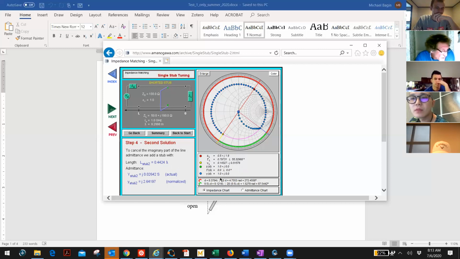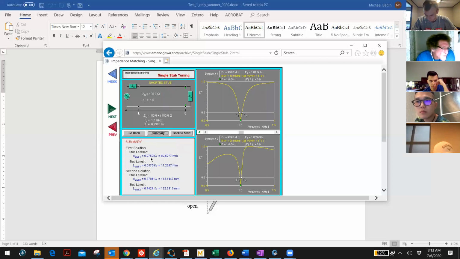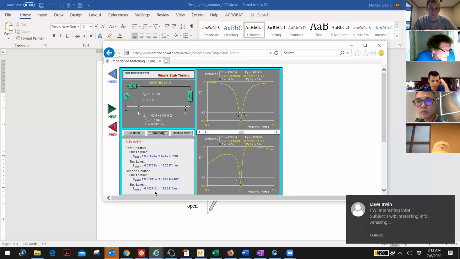And it talks about the stub length being 0.1216 lambda from here to here. Unfortunately, it doesn't show the stub itself here. The second solution is ours.